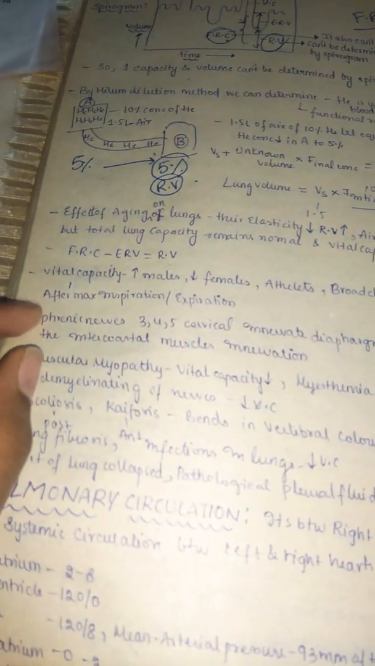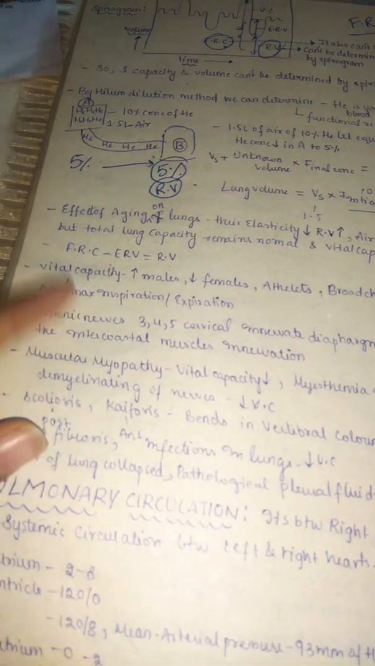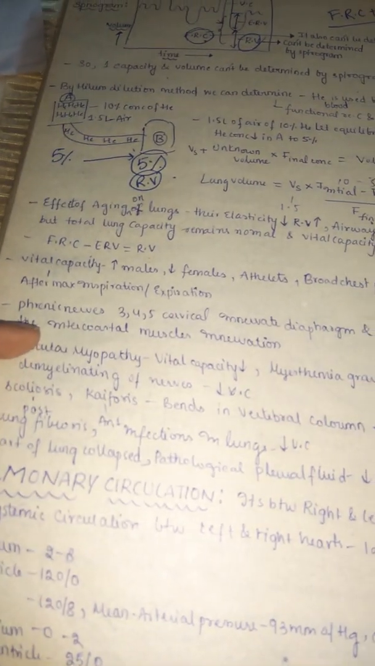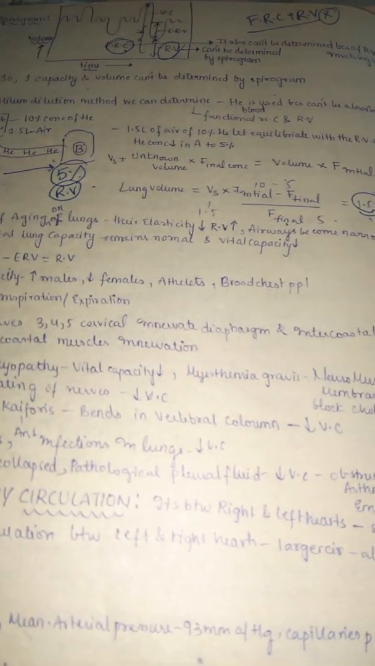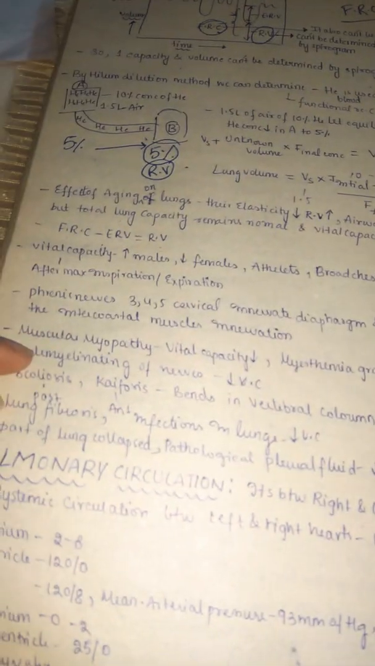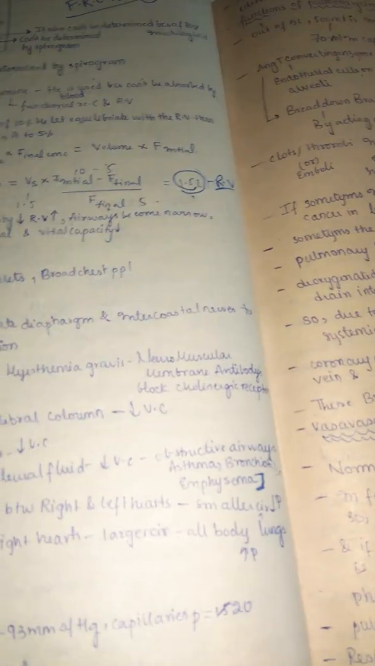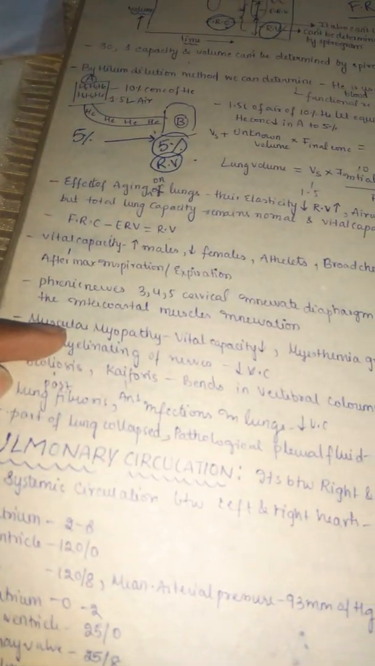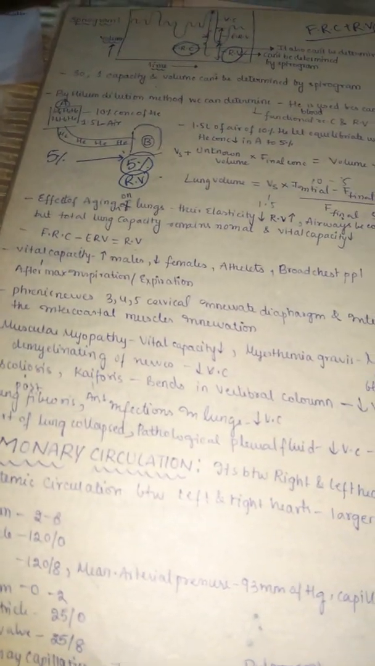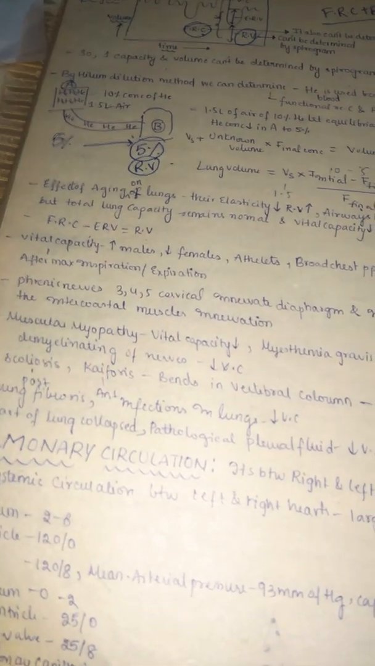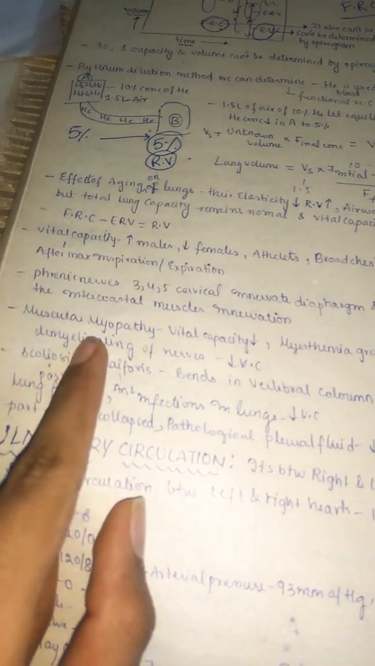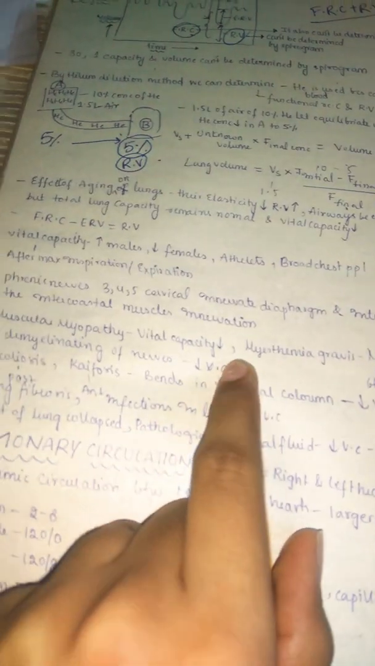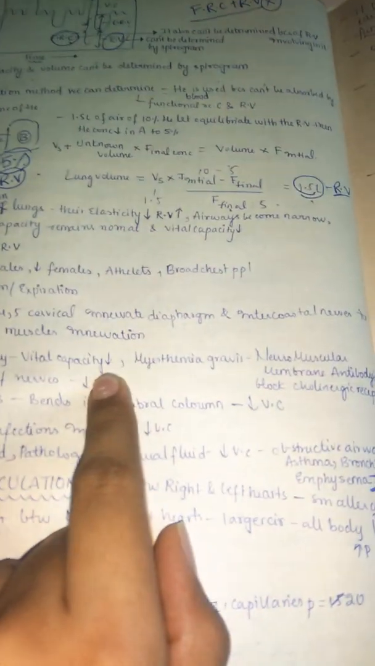And vital capacity after maximum inspiration or expiration, we know when it is used. So phrenic nerves, C3, C4, C5 cervical, innervate the diaphragm, and intercostal nerves innervate the intercostal muscles. So in myopathy, that is muscular myopathy, the vital capacity is also decreased.